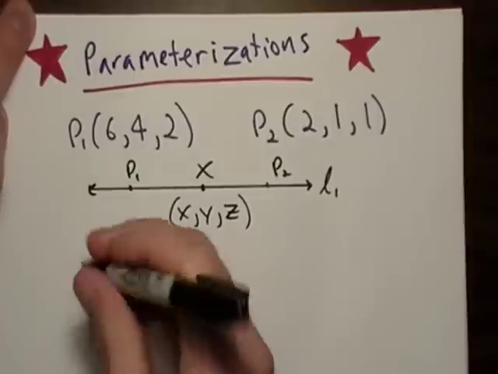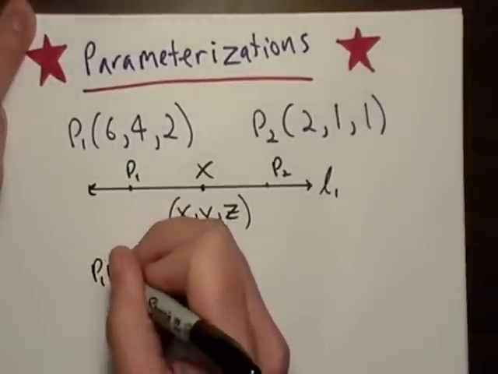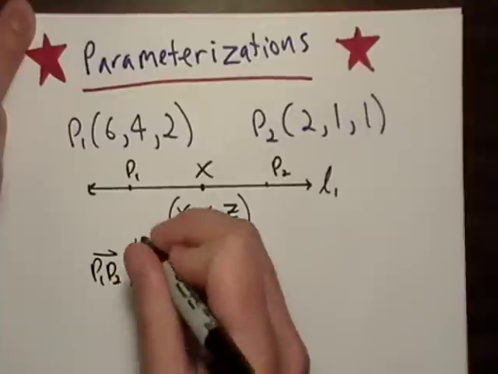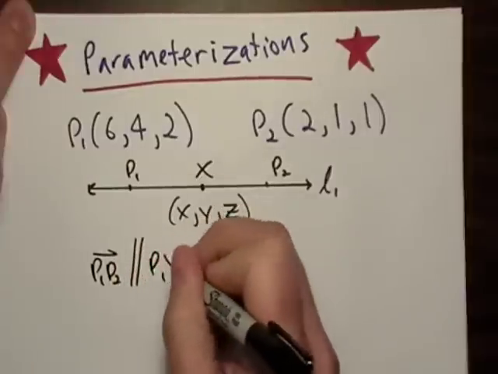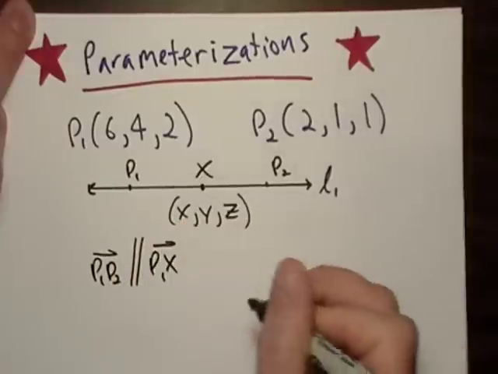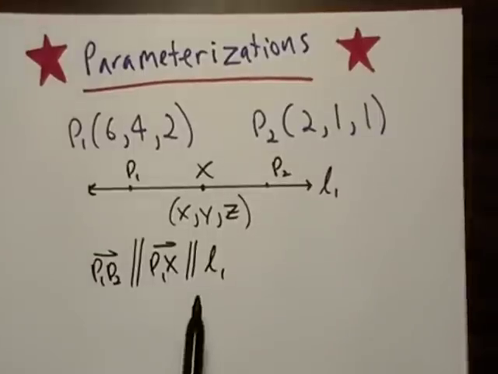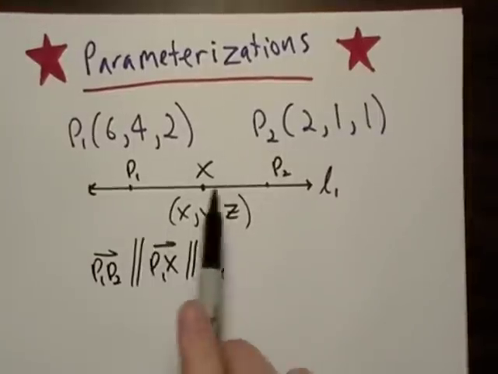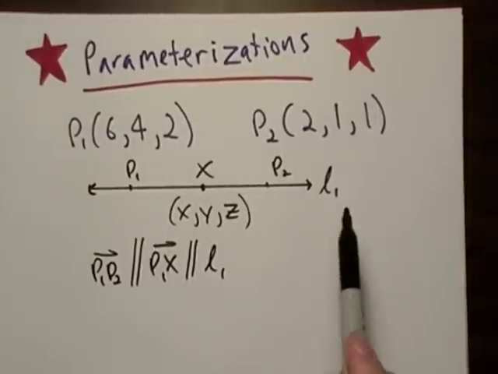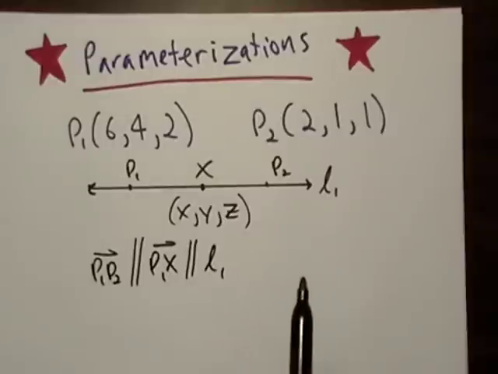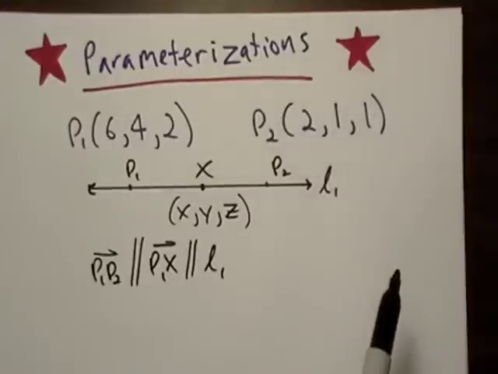So from there, we can make the claim that vector P1P2 is parallel to P1X, which is also parallel to L1. Sounds a little crazy because they're all stacked on top of each other, but they truly are parallel. Just because they're on top of each other doesn't mean they're not parallel. So let's go ahead and define P1P2.